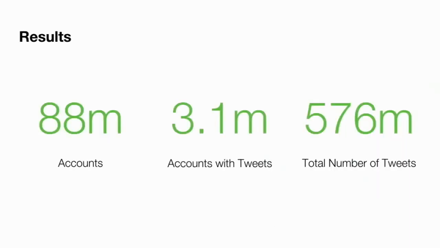This is our final data set. These are the final numbers that we have to start analysis. Over the course of a month, we were able to gather 88 million accounts, and enrich 3.1 million of those accounts with the tweets that they authored. This gives us a final data set of 576 million tweets. So at this point, we have a significant data set and we can start analysis.